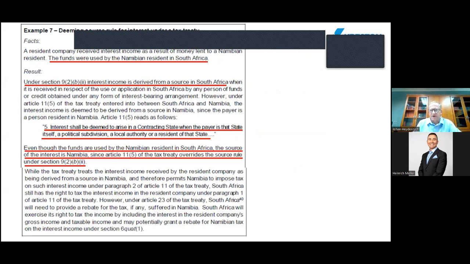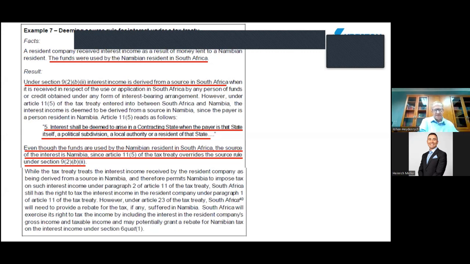Now, this is the example that I previously mentioned. This is where you have a DTA. You lent money to a Namibian resident, and the Namibian resident uses the money in South Africa. Section 9 then deems that source to be from a South African source. But the DTA then overrides Section 9 and says interest shall be deemed to arise in a contracting state when the payer is that state itself, a political subdivision, a local authority, or a resident of that state.